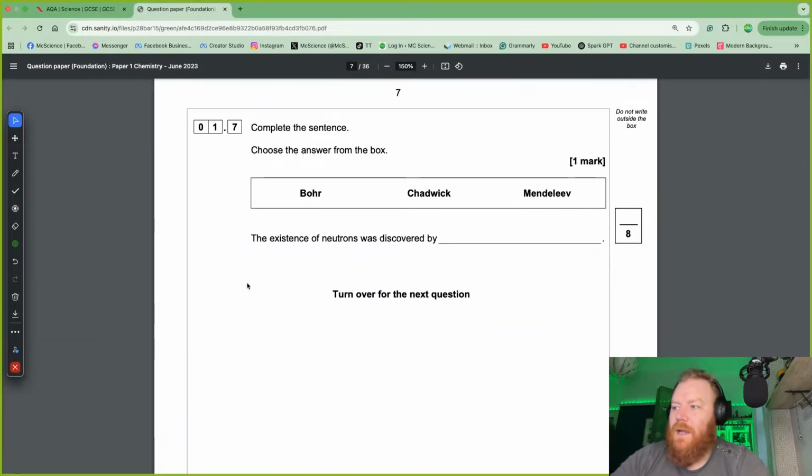As we can see, again, looking for the command word. Our command word here is complete. It's 1 mark, and we need to choose the answer from the box. The existence of neutrons was discovered by, and would anyone like to comment and tell me what they think this actually was as the answer? Was it Bohr, Chadwick, or Mendeleev?